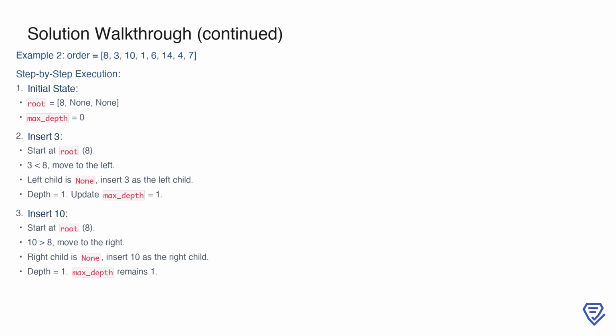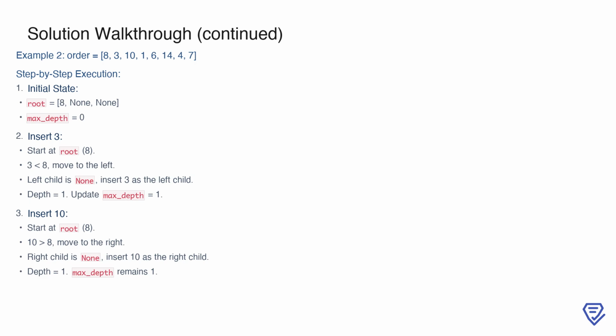In this example, the insertion order is 8, 3, 10, 1, 6, 14, 4, 7. Initially, the root of the BST is set to 8, and the maximum depth starts at 0. The first value to insert is 3. Since 3 is less than 8, we move to the left child, which is null, and insert 3 there. The depth of this insertion is 1, so we update the maximum depth to 1.